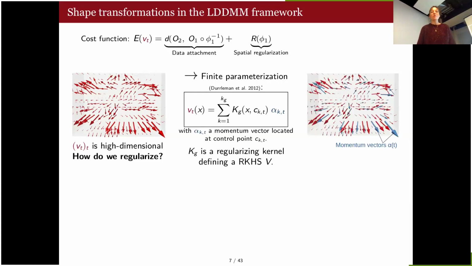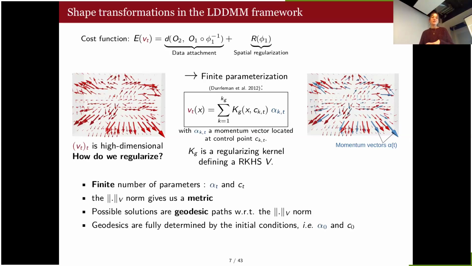And so to do this, we use a finite parameterization of the velocity fields. Basically, we say that our velocity fields, which are represented with red arrows, are defined as the linear combination of momentum vectors that are located at control points. And this parameterization depends on a regularizing kernel, which defines a RKHS. And so this definition is really important because this means that from now on, our vector fields belong to a RKHS, and that we actually can define our vector fields by estimating the momentum vectors, which are the blue arrows, alpha of t.